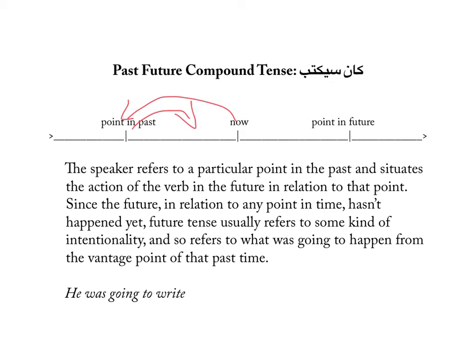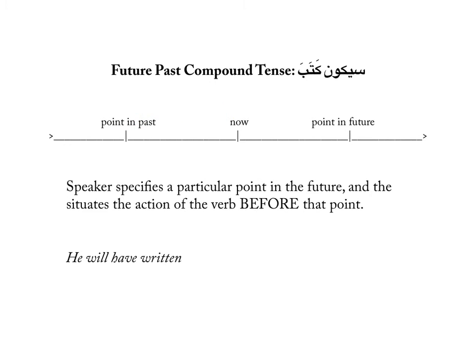And so to say that something was going to happen does not necessarily imply that you believe it happened. It may or may not have actually happened. But the idea is that at that point in the past, he was intending to write. He was going to write, is what he was going to do. So it's past, future. We're now going to jump to the forms where you have a future with the kana verb, and then the three tenses with the regular verb.